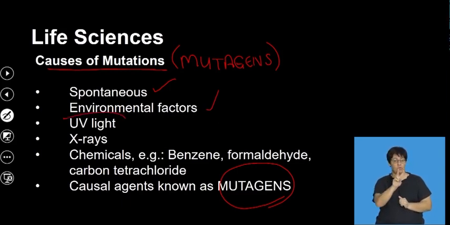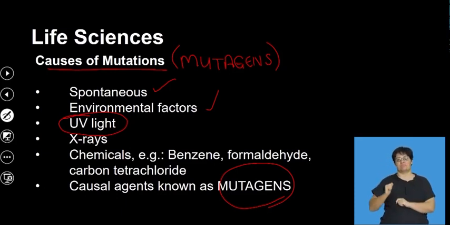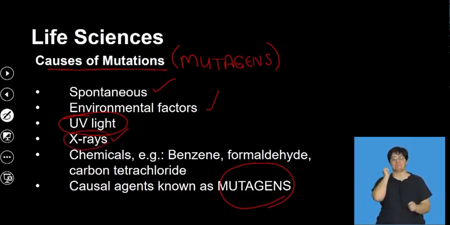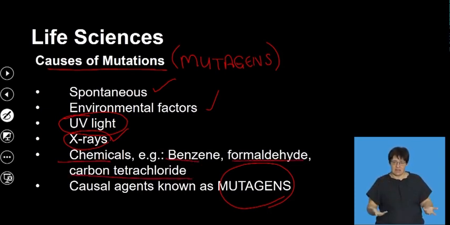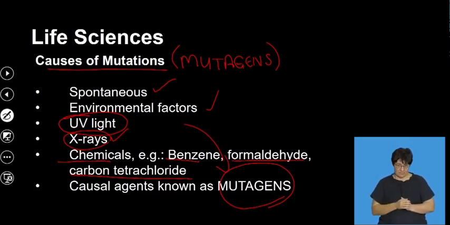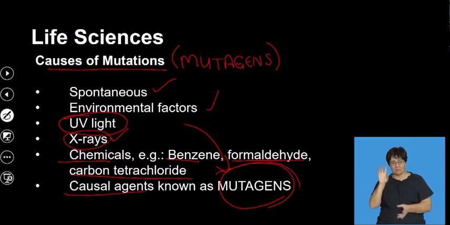We know that there are certain ultraviolet lights that can be linked to the change in the sequence of nucleotides. X-rays and UV radiation can also result in changes in DNA sequences. We also find that there are chemicals, for example benzene, formaldehyde, and carbon tetrachloride, that are all known as mutagens or mutation-causing agents. So we refer to those agents collectively as mutagens.